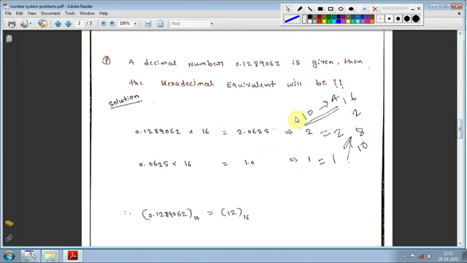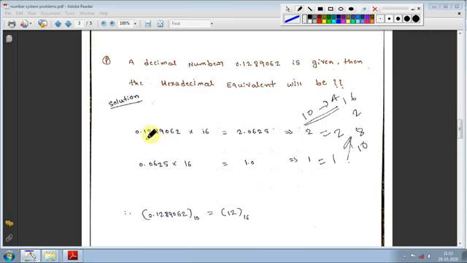Right, so a decimal number 0.1289062 is given, then the hexadecimal equivalent will be. So they have given a fractional decimal number and you have to find the hexadecimal equivalent of that one. So how can I find that one? Let me just show you how.